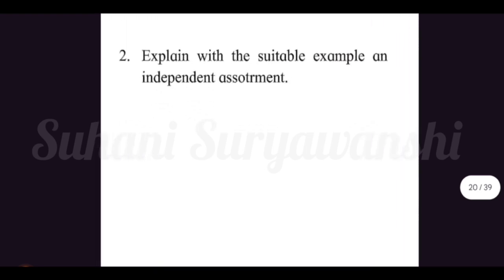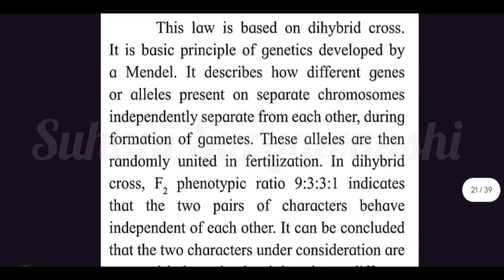Explain with suitable examples. We have to explain the independent assortment. Okay. This law is based on the dihybrid cross. So they have already mentioned that this law is based on the dihybrid cross. Okay. So next, it is a basic principle of genetics developed by Mendel.